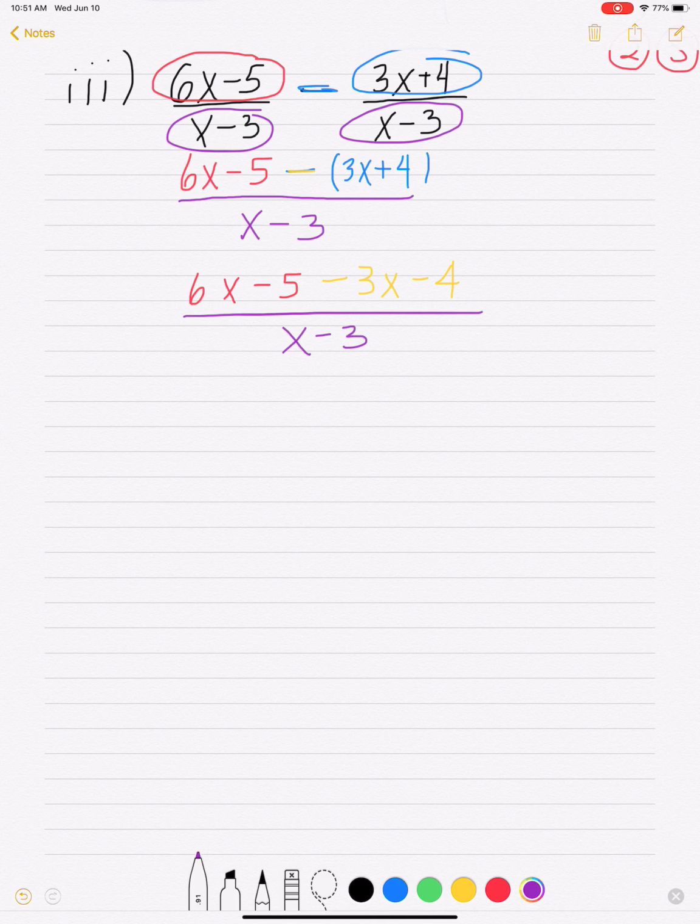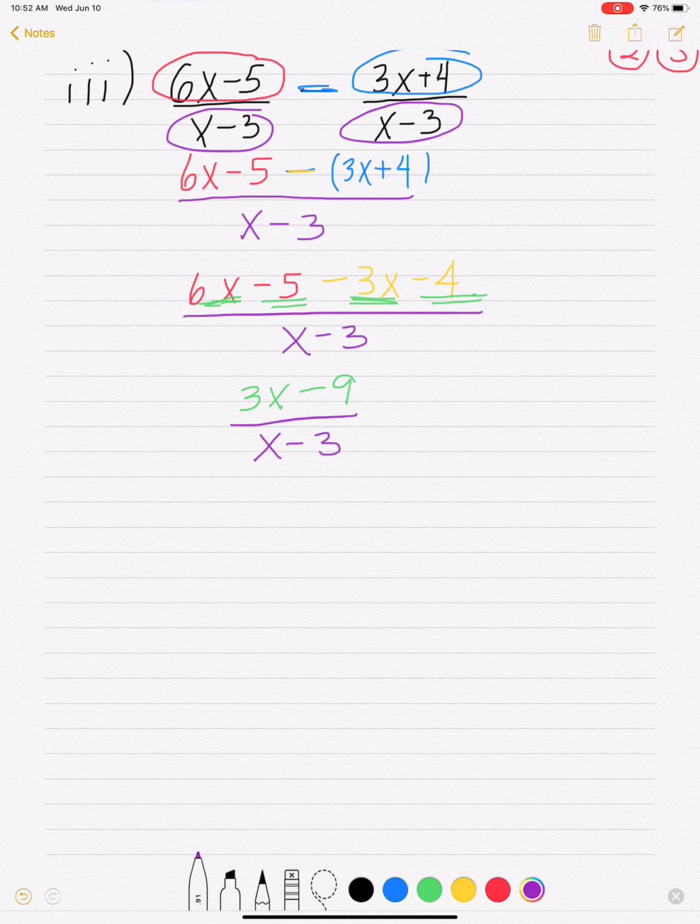Now at this point, what we want to do is combine our like terms. So notice we have 6x and minus 3x, these are like terms. 6x minus 3x is going to be 3x. And then also we have minus 5 and minus 4. Minus 5 and minus 4 is minus 9. So we have 3x minus 9 on top, and on bottom we have x minus 3. So what I've done, I've cleaned up the top.